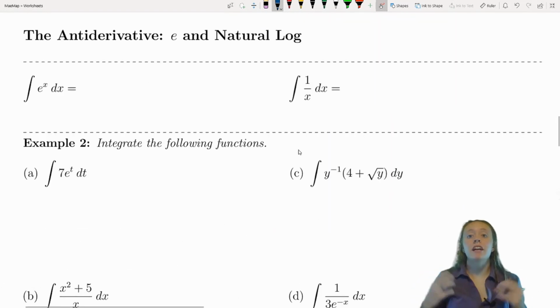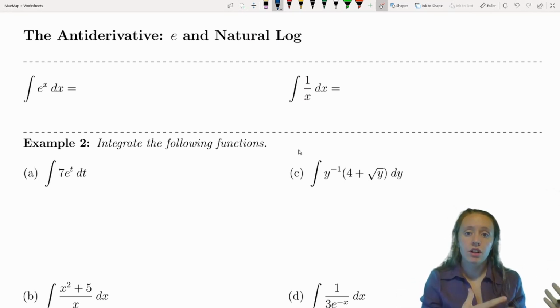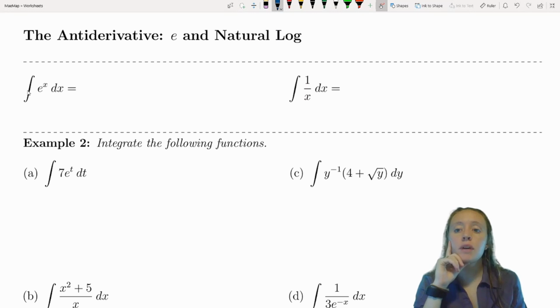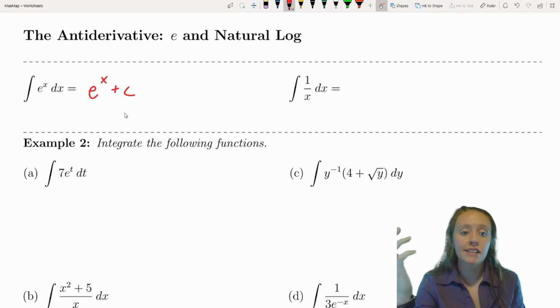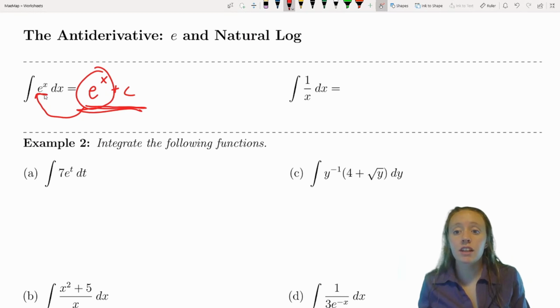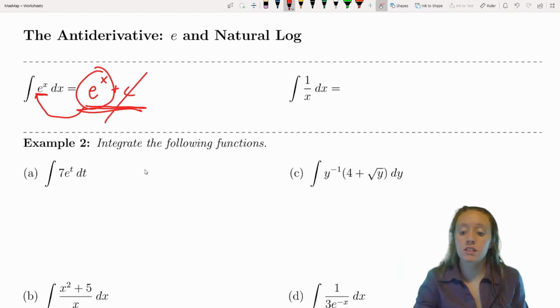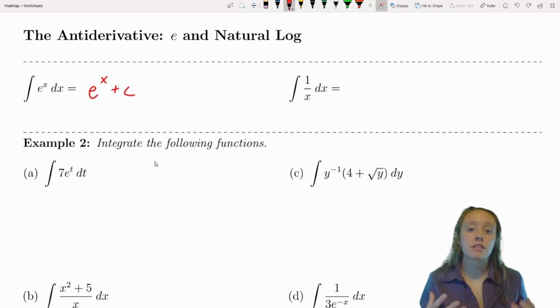Now we're going to talk about the antiderivative for functions dealing with e and the natural log. How do we get something involving e with an antiderivative, and how do we get something with a natural log? Well, let's think about it. If we integrate e to the x, that's going to be e to the x plus c, because the derivative is itself. So if we take the derivative of this, the derivative of e to the x gives us e to the x, and then the derivative of c goes to 0. So the integral of e to the x is e to the x plus c.